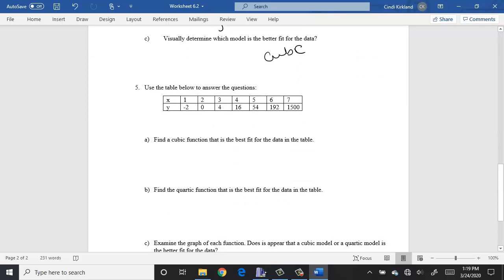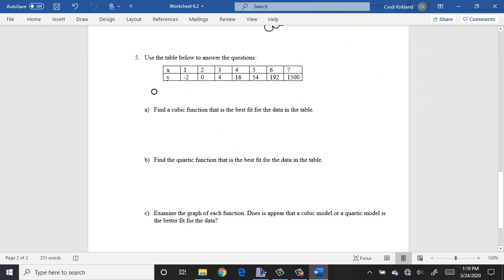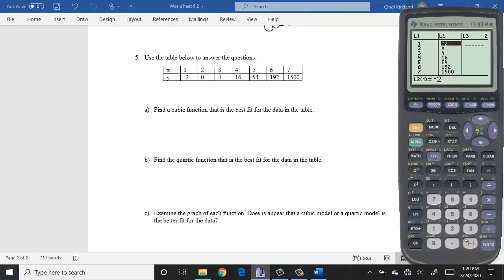All right, the next problem. Use the table below to answer the question. So we need to enter this data. So I'm going to pause the recording and enter that data. Okay, so I've got my data entered in L1 and L2. Part A says find a cubic function. So we're going to go to Stat, go to Calc, and go down to number 6 for my cubic function.